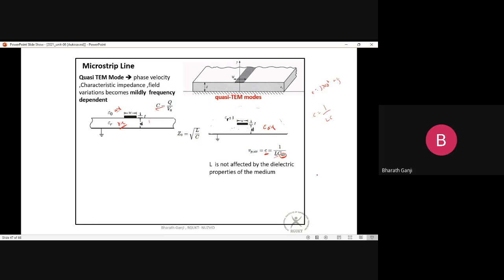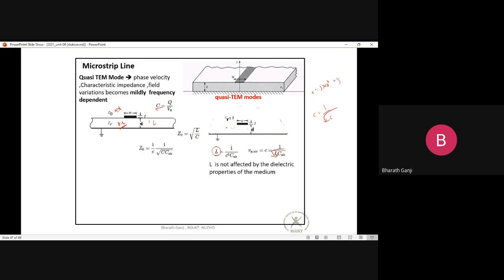If I know the phase velocity is c, then from the square root of LC, I can write L as 1 by c squared times the capacitance in the air case. If I know the capacitance in the air case, from there I can find the inductance per unit length. And the value of L which I got in this case will be the same in the other case too, because only the dielectric has changed, so the inductance per unit length does not change.